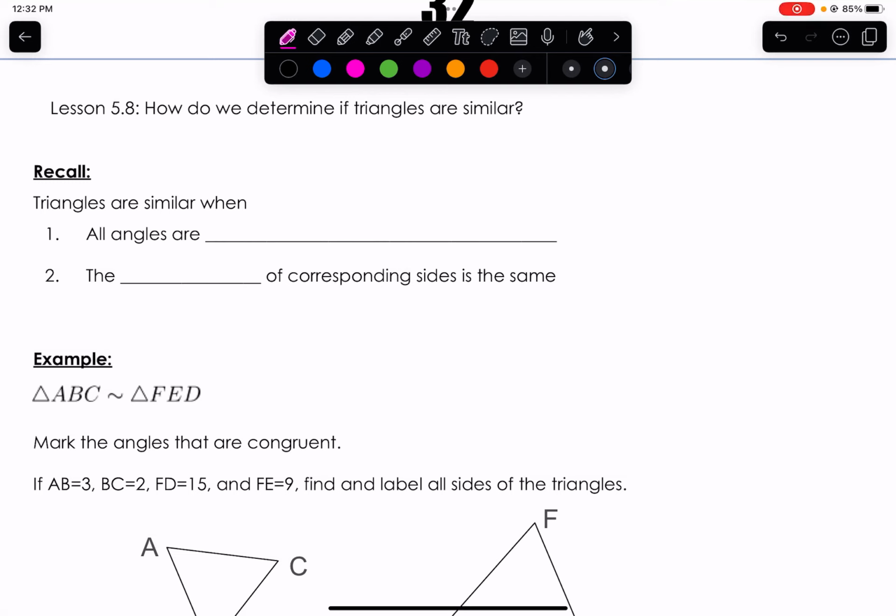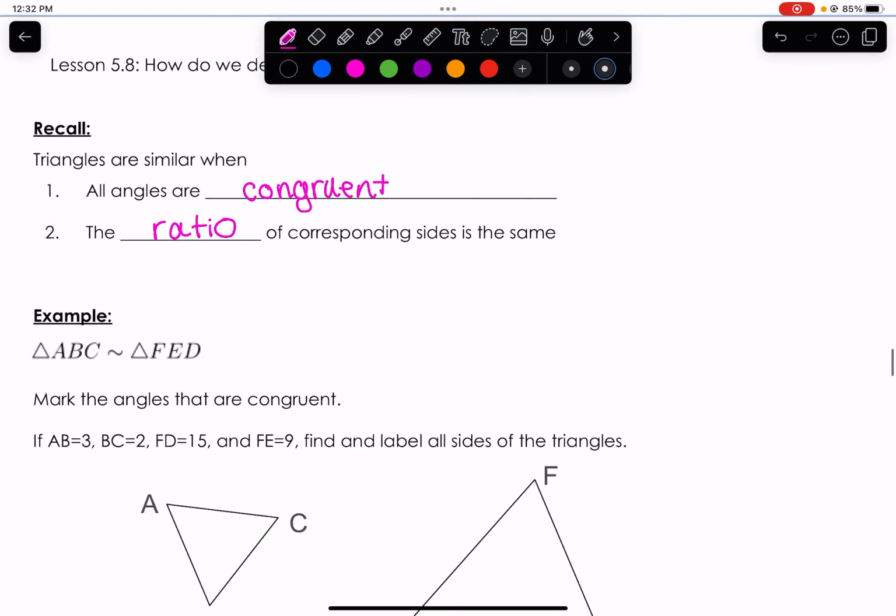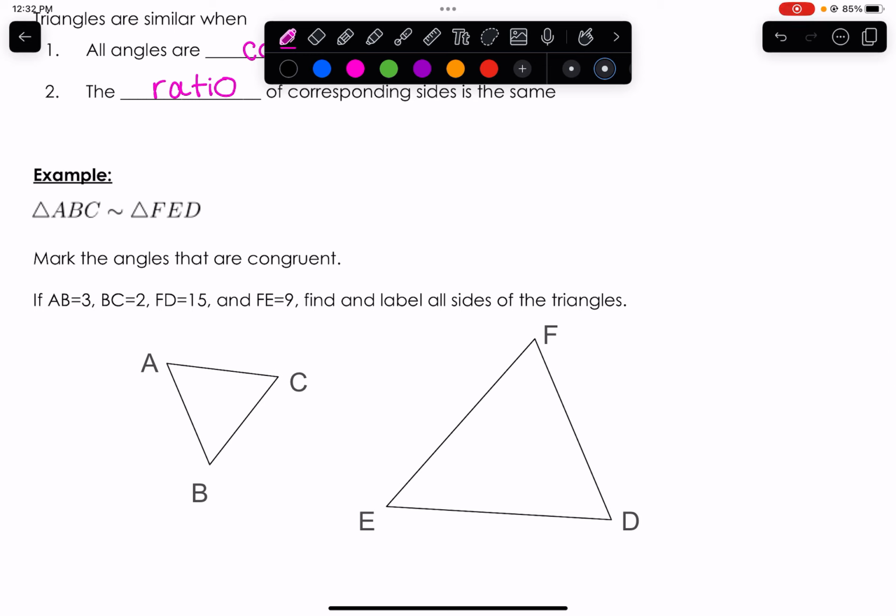In this lesson, we're going to talk about how we can prove if triangles are similar. So remember, triangles are similar when all the angles are congruent and when the ratio of corresponding sides is all the same. So if we say that triangle ABC is similar to triangle FED, mark the angles that are congruent. So that's our first thing.